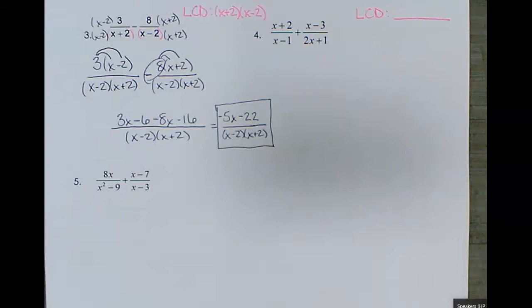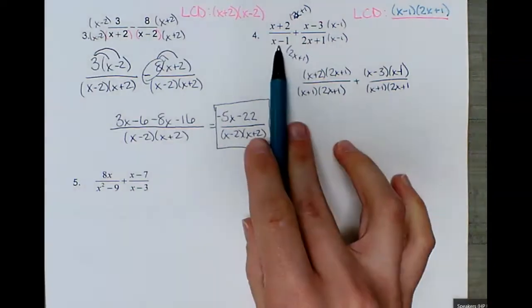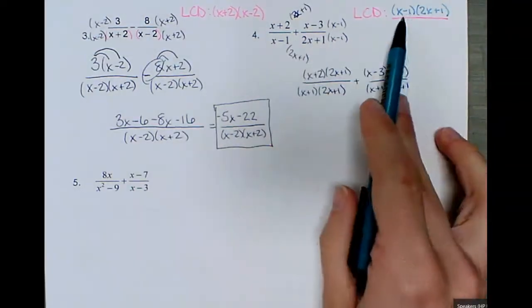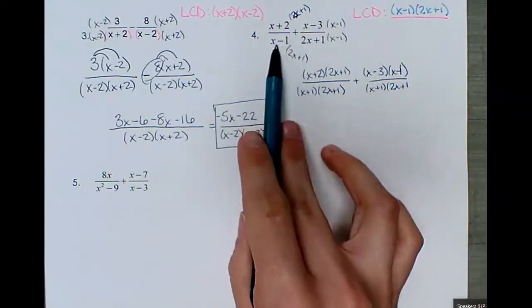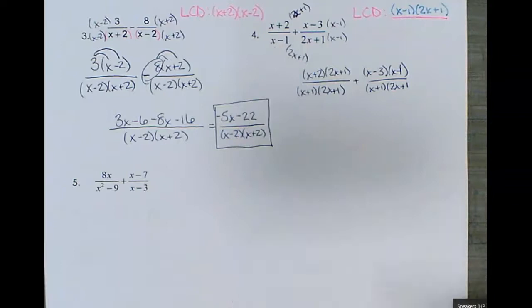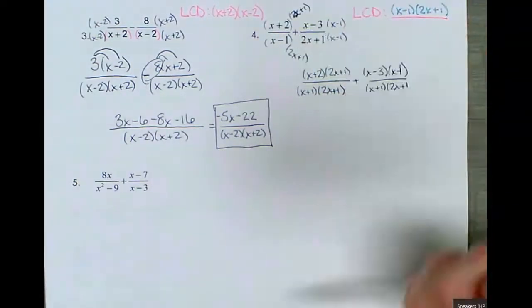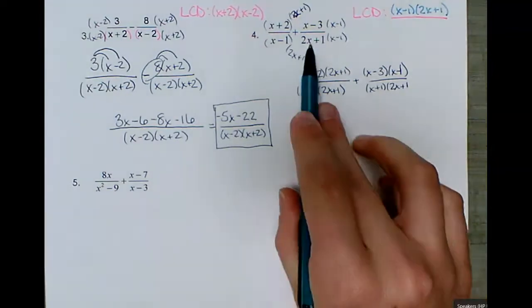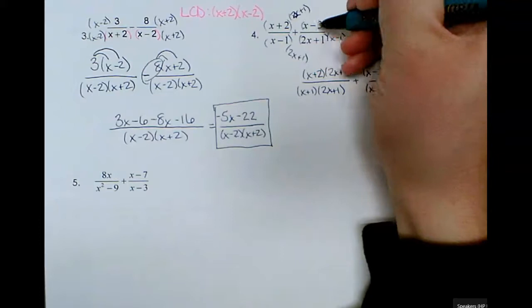So hopefully you were able to see that the least common denominator is made up of x minus 1 and 2x plus 1, so that should be your denominator. This denominator is missing the 2x plus 1, so you need to multiply both numerator and denominator by 2x plus 1. This denominator is missing the x minus 1 part, so you need to multiply both numerator and denominator by x minus 1.